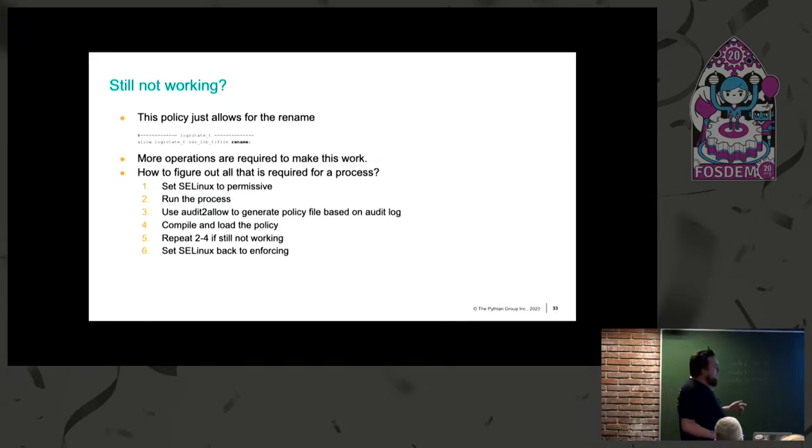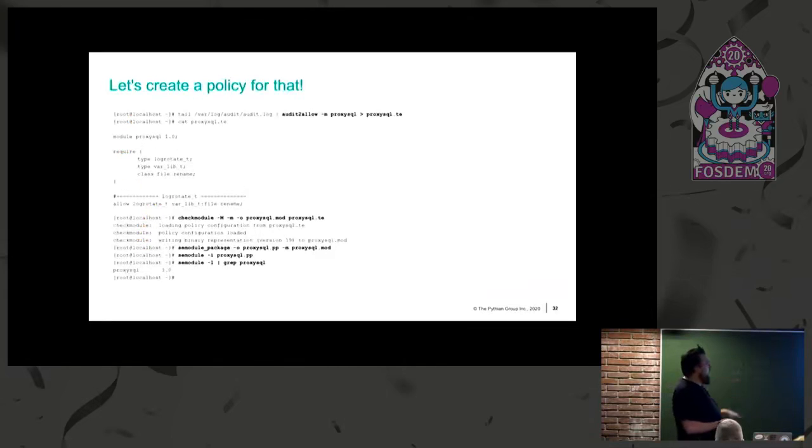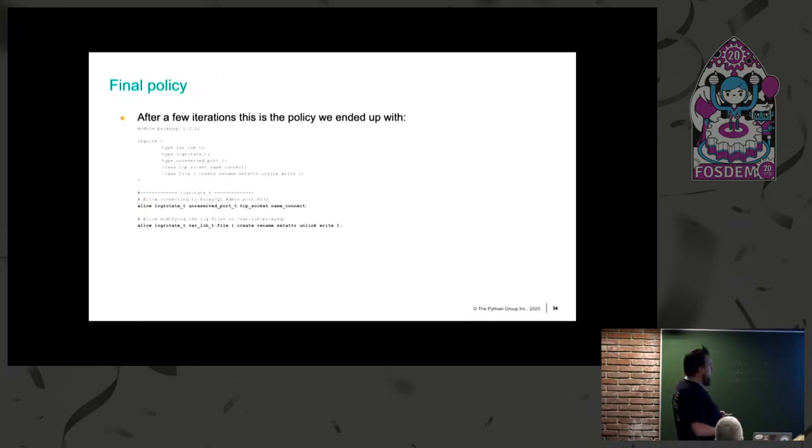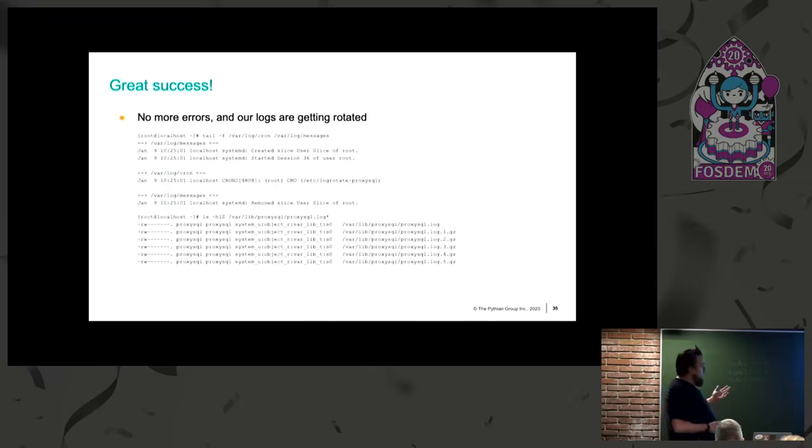So if you then have the entire list of things it can do in the audit log, then you can generate the full file that you end up with, and then it looks something like this. So it has access to those types, so var_lib, logrotate, unreserved ports, TCP connect, and then all those file actions. So it needs access to the admin port for ProxySQL in order to flush the logs, because otherwise ProxySQL will just keep writing to the old log file. And it needs all those privileges on the var_lib ProxySQL directory to make sure that it can rotate the file.